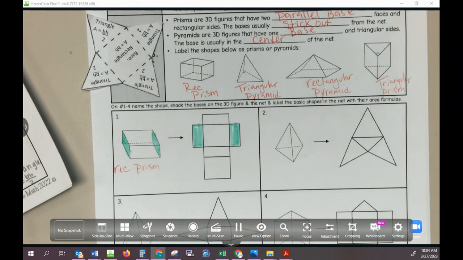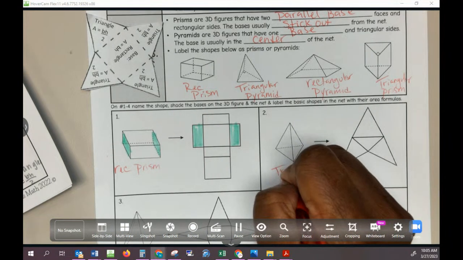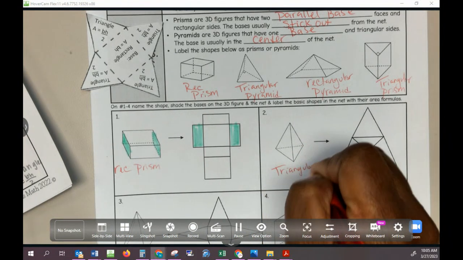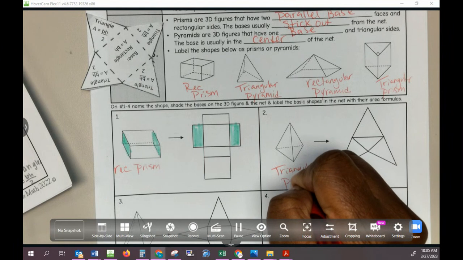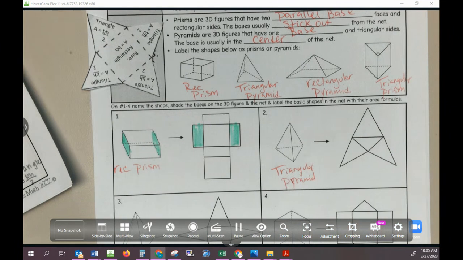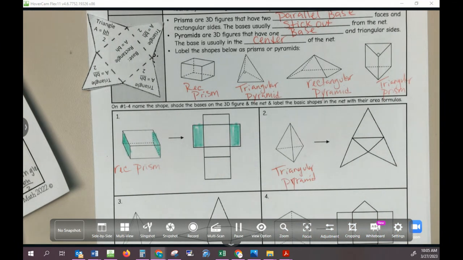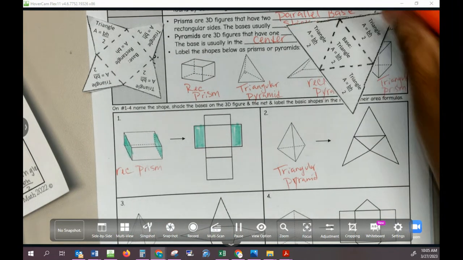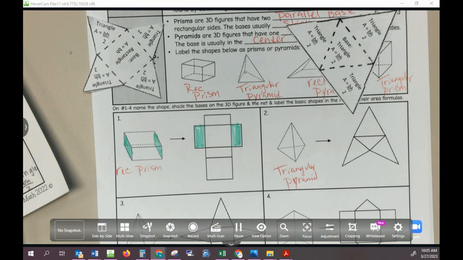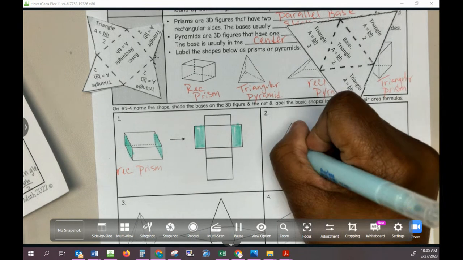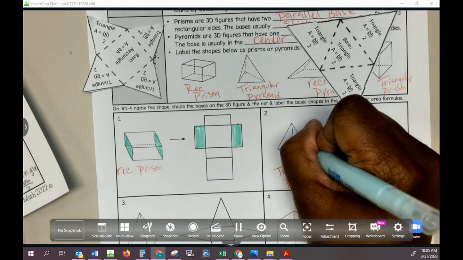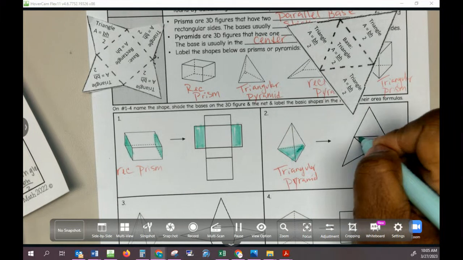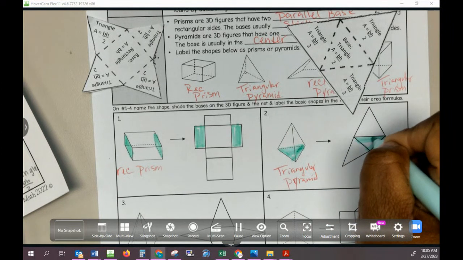And so here is a triangular pyramid. We should have a triangular pyramid. Yeah, we do. And so here's your triangular pyramid. And so remember, the base is always in the center. So even here, it's also going to be in the center.